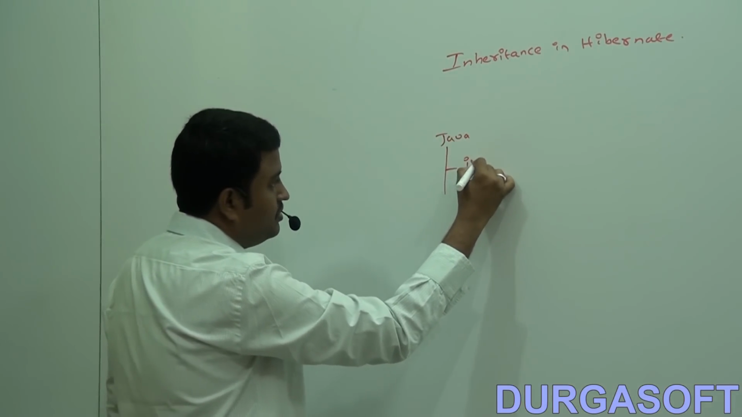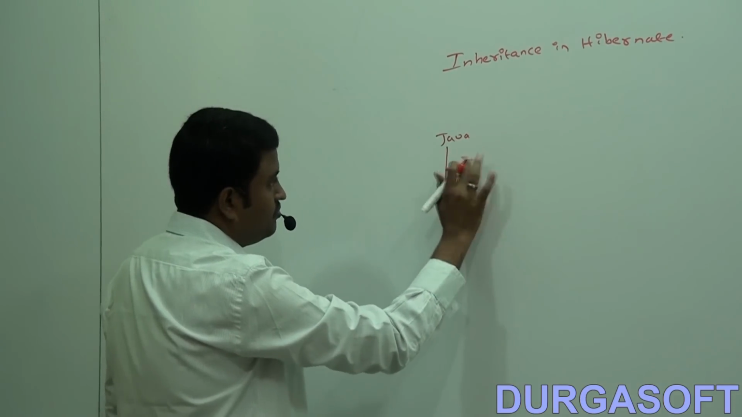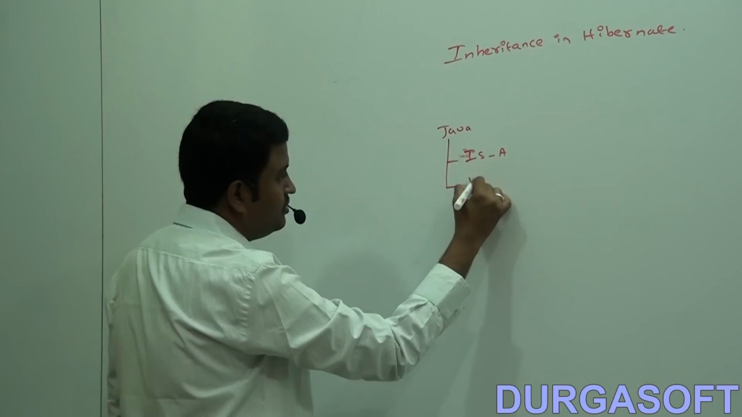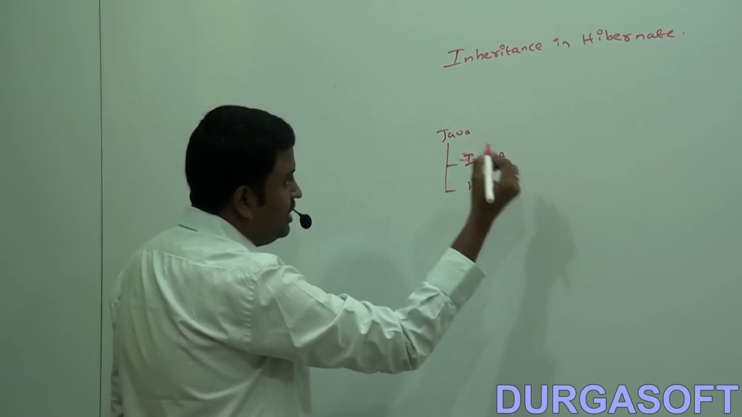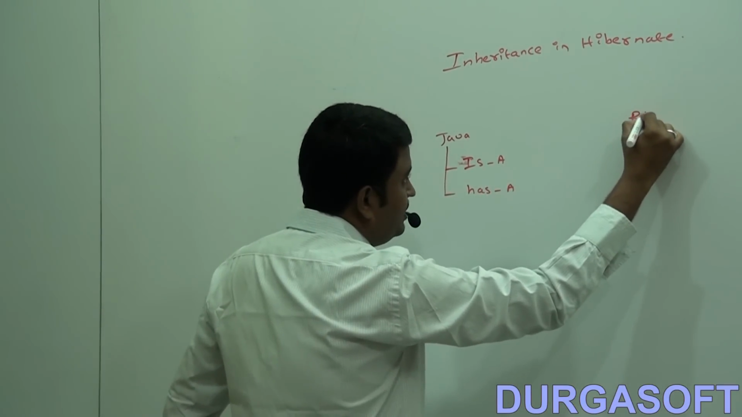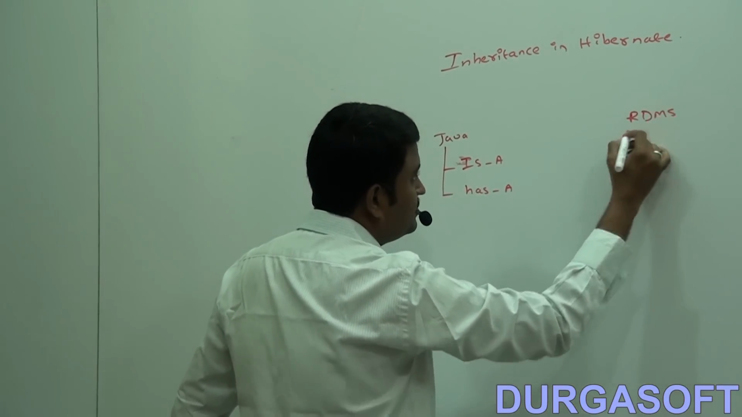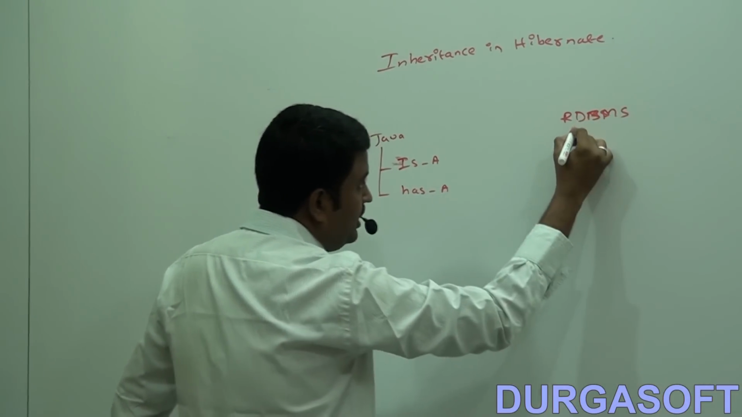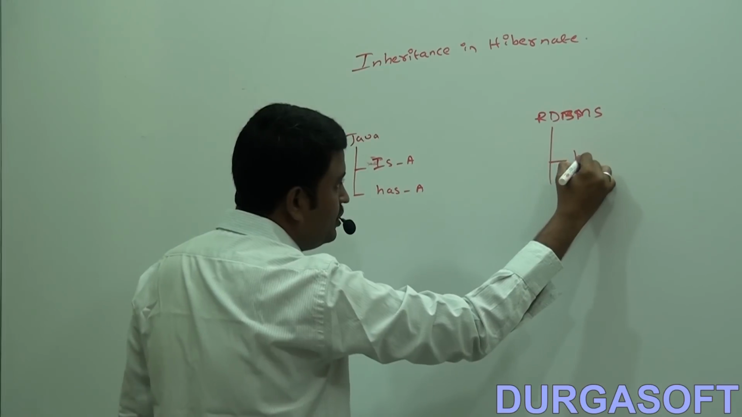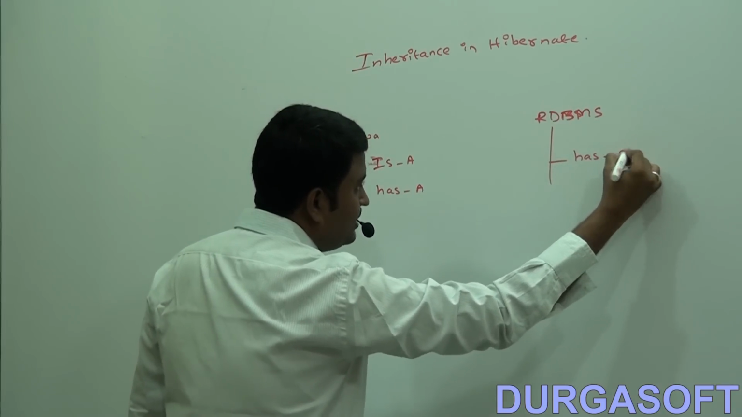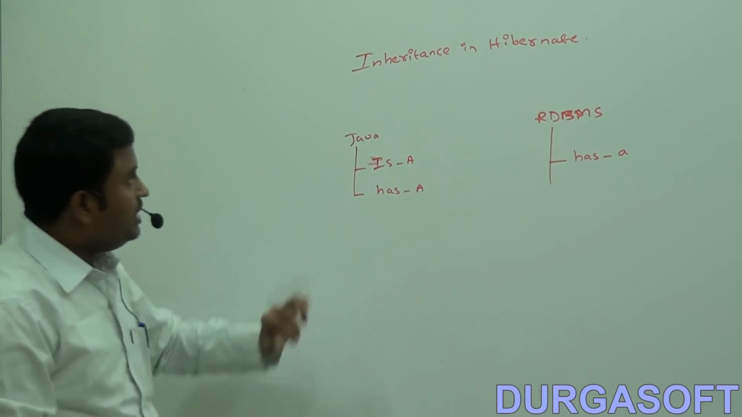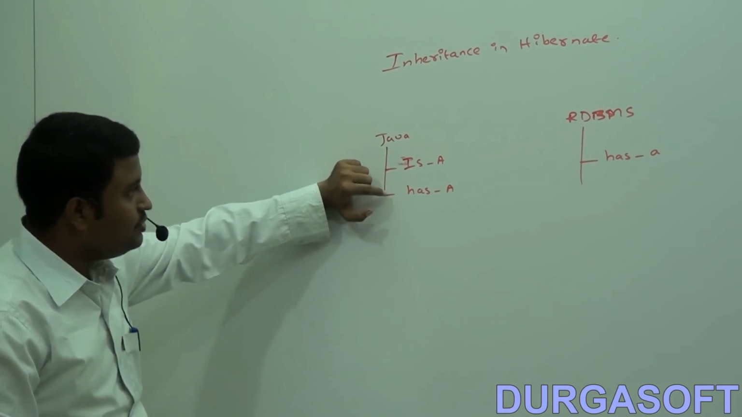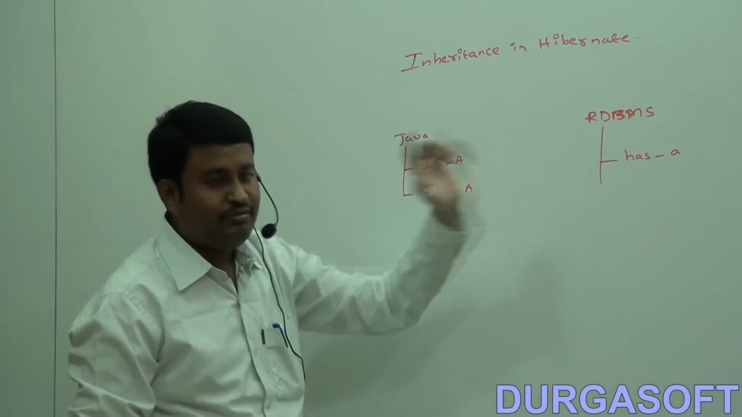is-a and has-a. But a relational database management system has only one relation, not inheritance or a has-a relationship. Through this inheritance concept, we can map both is-a and has-a relationships into a database-understandable format.